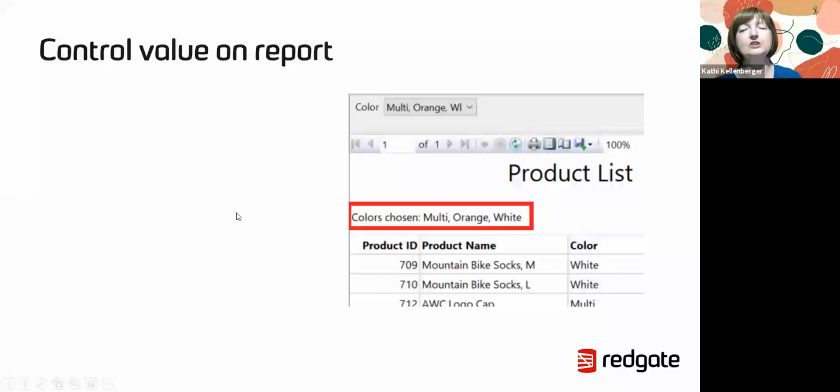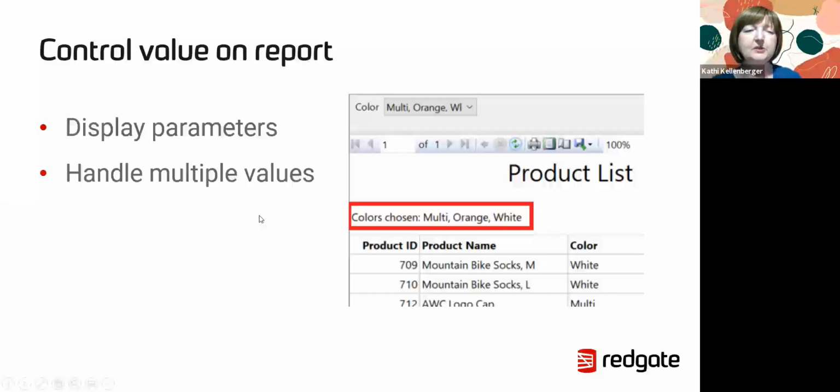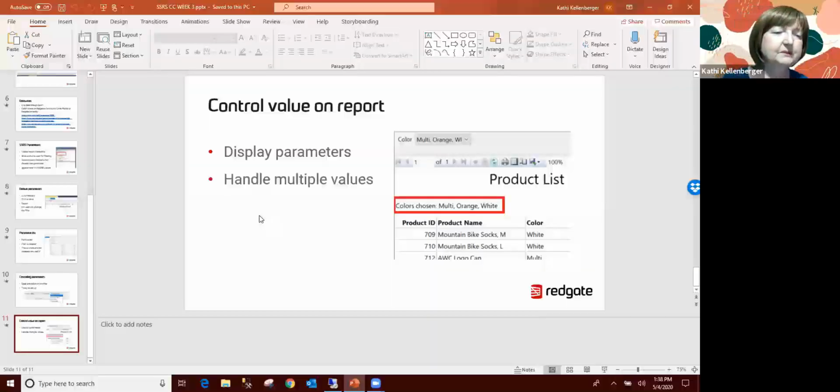Another thing that you might want to do is control a value or property on the report based on the value of a parameter. So that little item here is the colors that were chosen. In this case, multiple colors were chosen. I'm also going to show you how to do that in this next demo. But this way, you've got that value displayed on the report. So we're going to display the parameters, handle multiple values in the next demo.